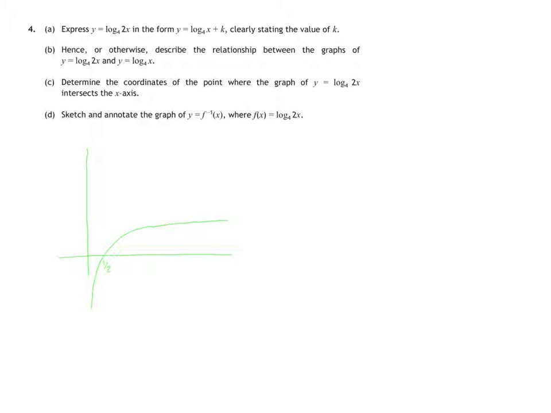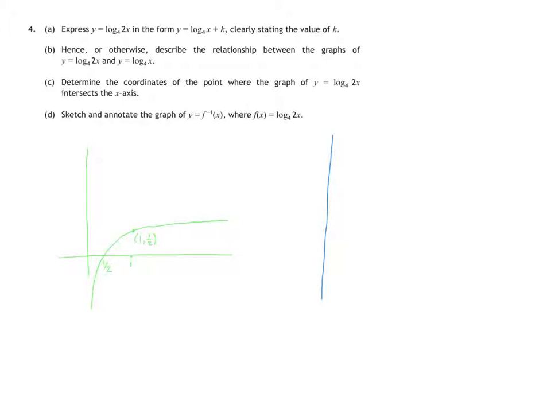And in part B we got told to describe what happens between the graphs. So we know that it's been moved up by a half. So at 1 that has been moved up by a half, so we have there 1 and a half. So they're the 2 points we know about. So now we can go about drawing our inverse function.